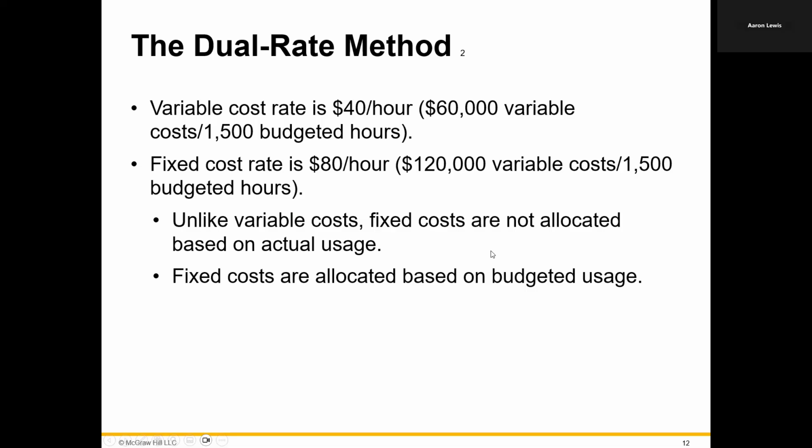And in this case, variable costs should vary based upon how much time things go in, but fixed costs are not based upon actual usage because fixed costs shouldn't change the more hours HR has to work. They're allocated based on budgeted usage.